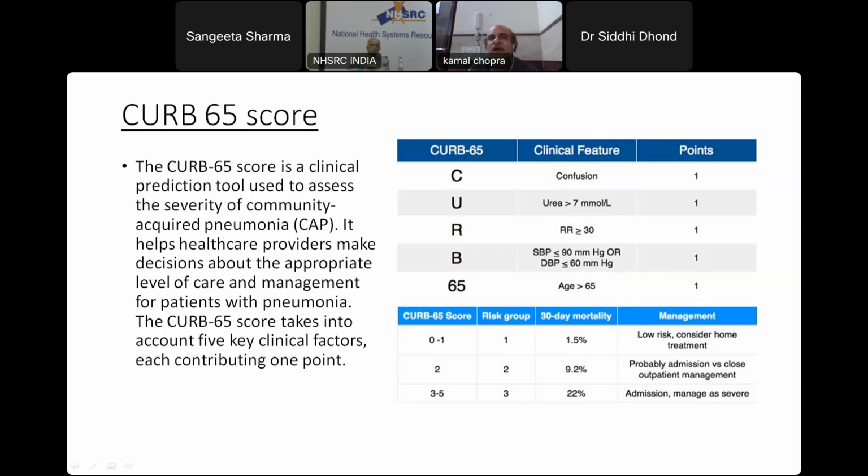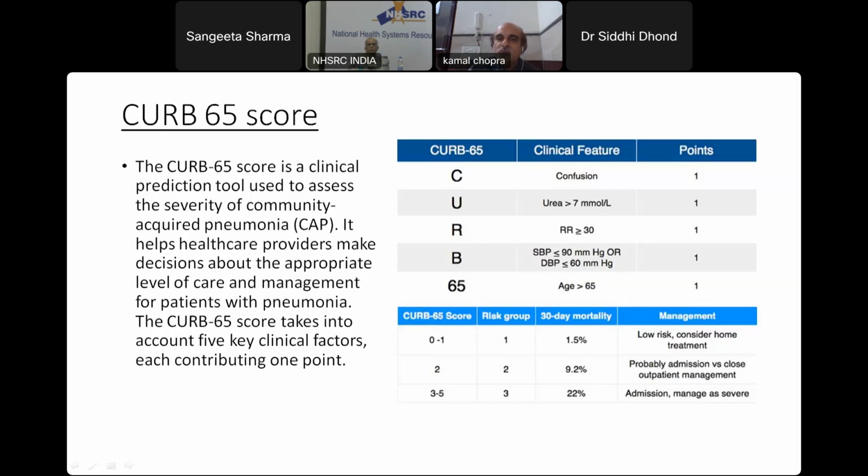Based on the 5-point CURB score, treatment guidelines are there. So just to show you, if the score is 0 to 1, either no point is there out of these 5, or it is 1, we say risk group is 1. 30-day mortality in it is only 1.5%. It is a low risk. Consider home treatment. Means we put the patient on treatment. The patient can be treated on an OPD basis.